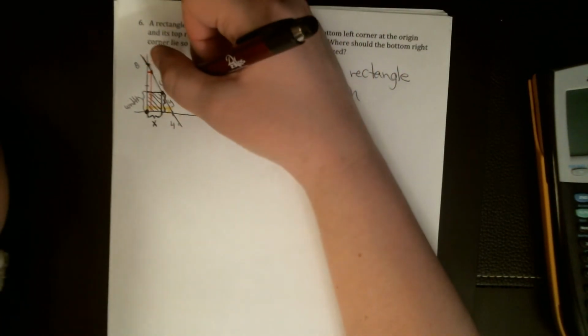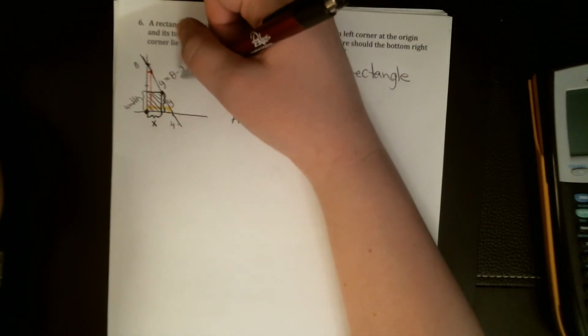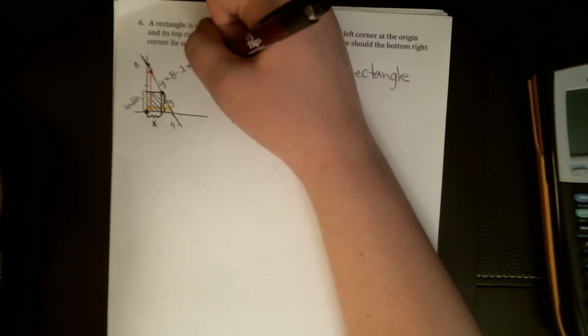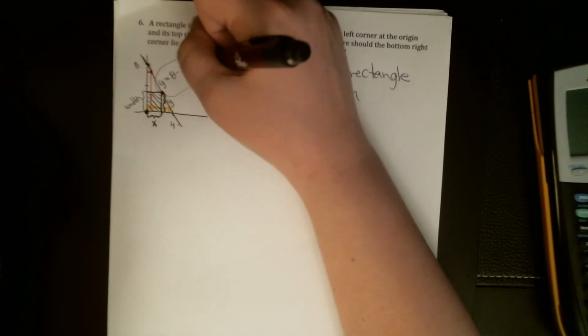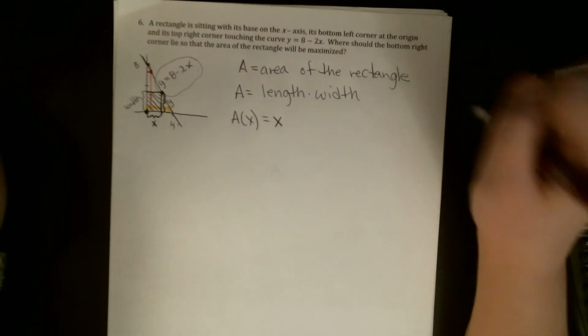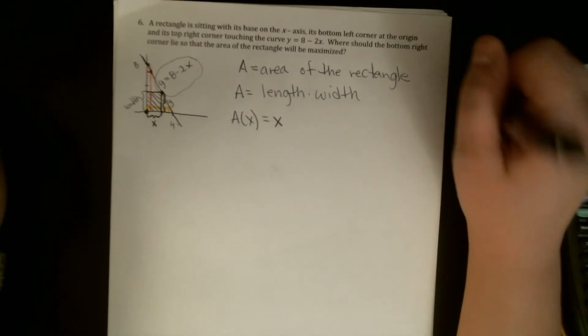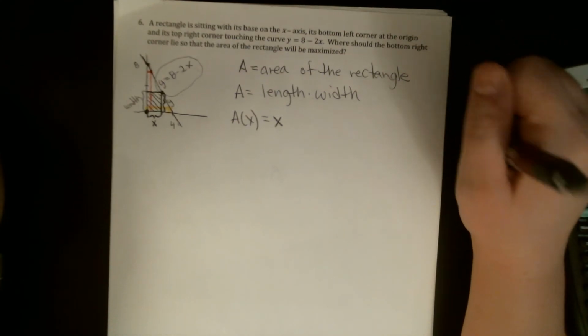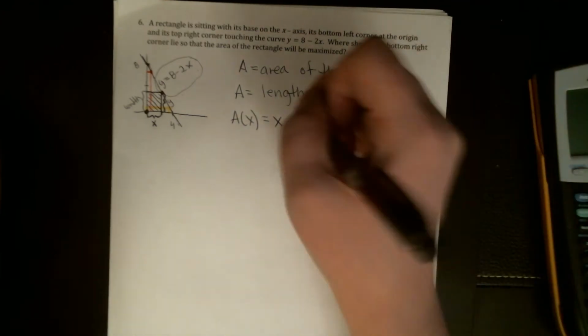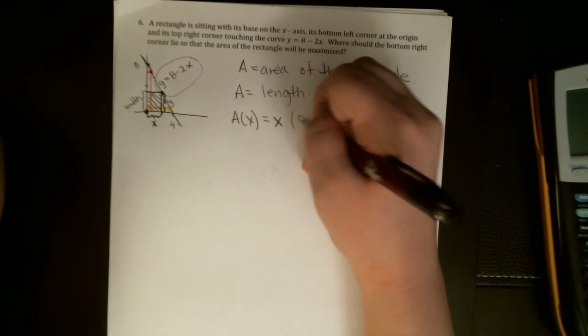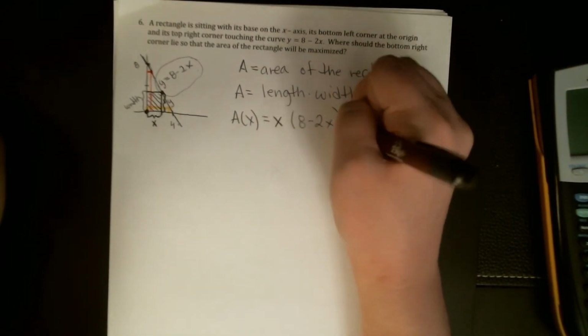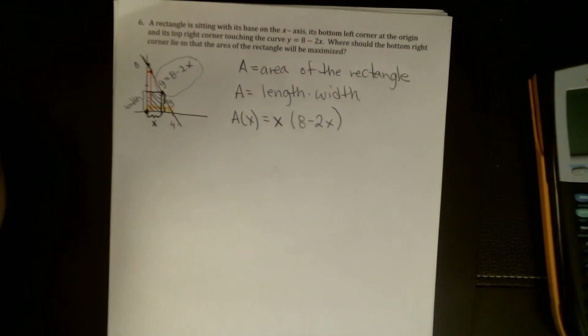And the y-coordinate of your point is always going to equal 8 minus 2 times the x-coordinate of your point. Straight from the equation, I get that information. That's exactly what that equation for that line says. My y-coordinate will always be 8 minus 2 times my x-coordinate. So the width of my rectangle, which is my y-coordinate, will always be 8 minus 2x. Okay, so there's my formula.